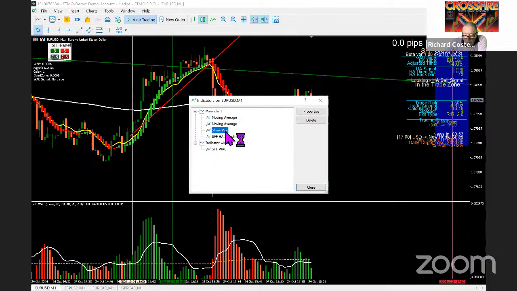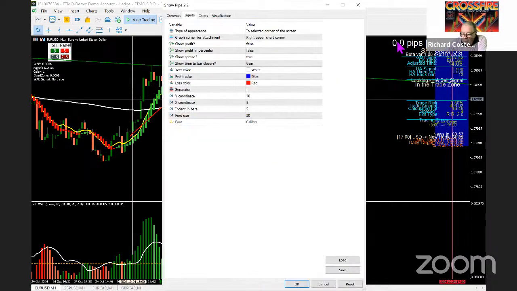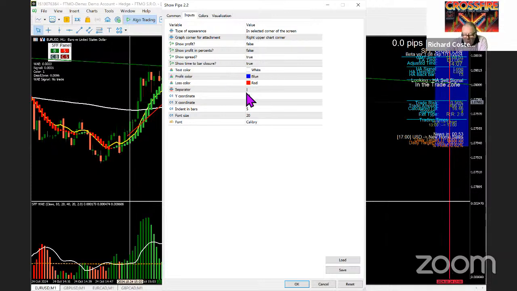The show pips is this, the number of pips in profit you are, that's the spread, and that's the countdown timer to the candle change. I've got mine in the upper right hand corner purely because when I had it in the left, it was obliterated by that panel. You can change these settings. I think the default is fine.